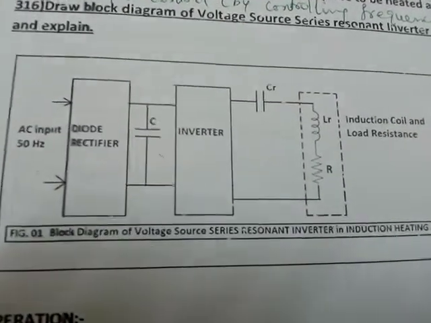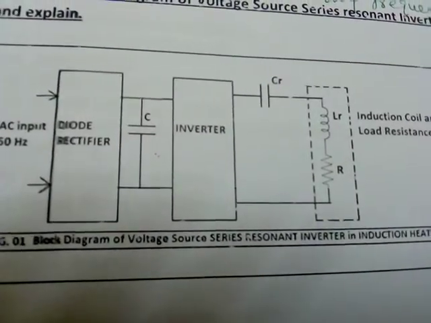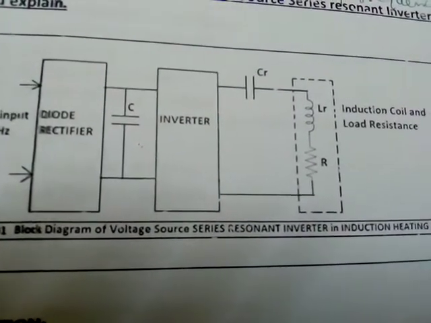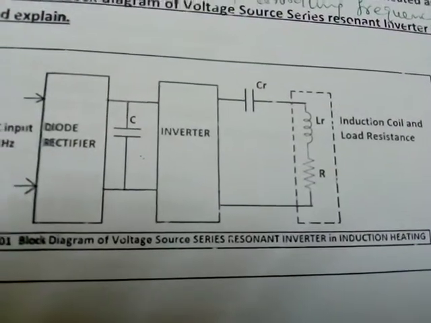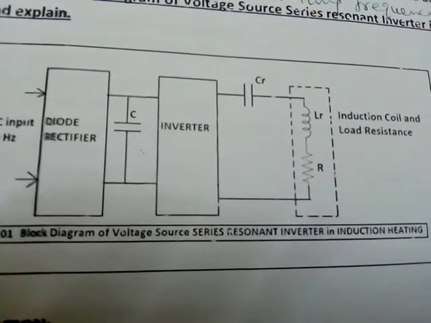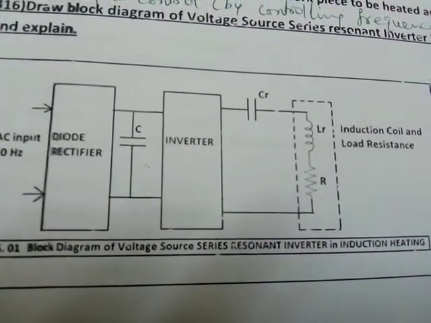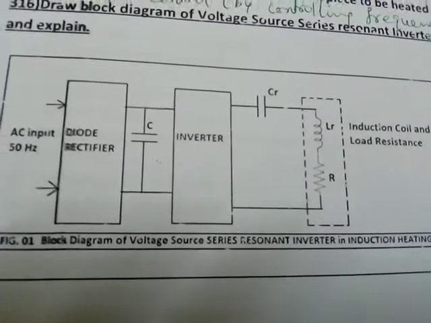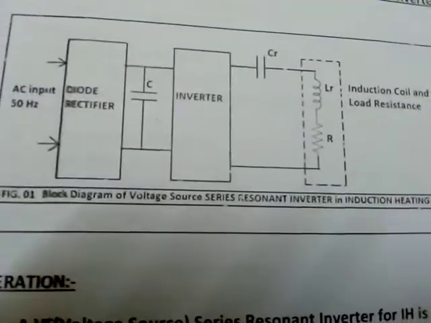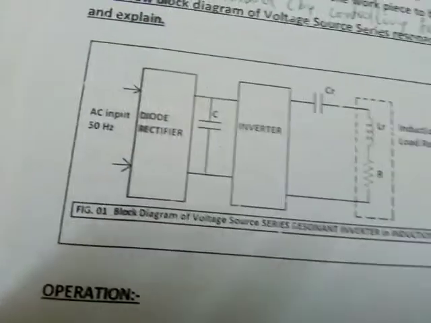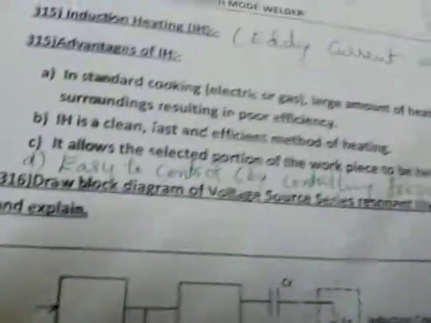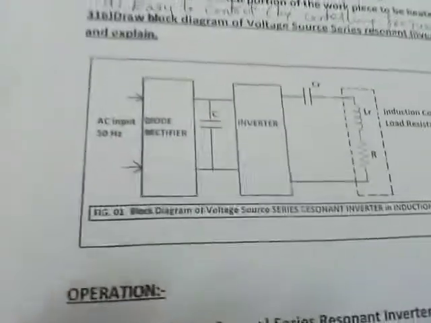Then it is given to the inverter. After that, you have a resonant circuit, L and C, which is in series with the load, that is R. R is also called the workpiece or charge.